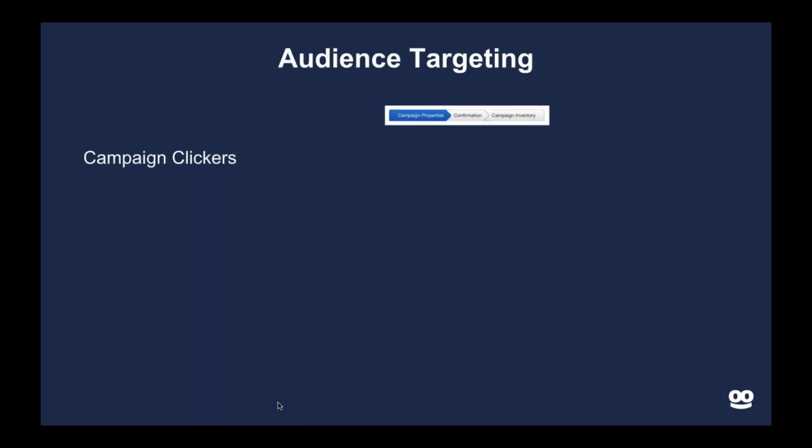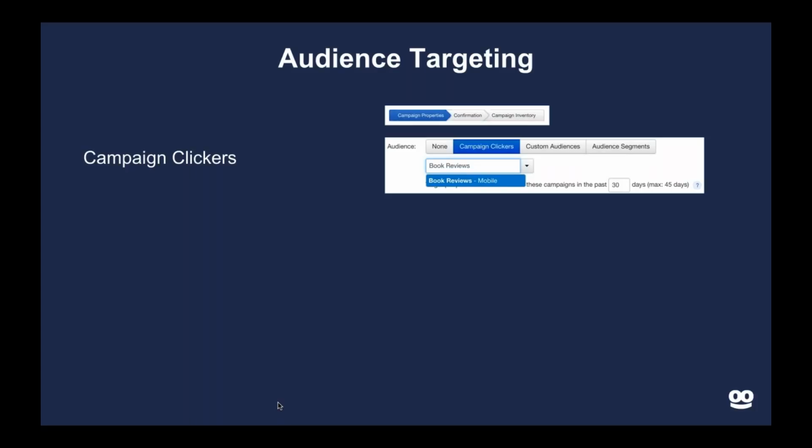Now we're going to focus a lot on audience targeting here, and there's several features available to you. First, we're going to look at campaign clickers. Campaign clickers is a retargeting opportunity that allows you to reach users who have clicked on one of your own previous Taboola campaigns.